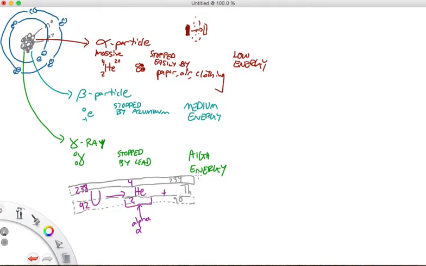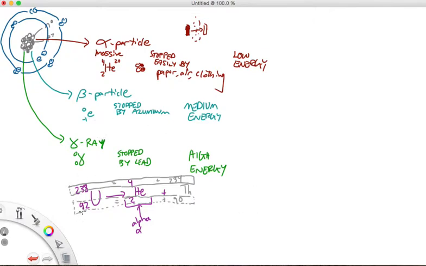234. So in a way, this side will equal both of these elements added together, because this is the reaction here. Same thing on the bottom. 92 equals 2 plus 90. 238 equals 4 plus 234. These are ways in which you can reason out what this final element's going to be. It gets a little bit tricky when we're talking about beta particles because beta particles are weird. So let's do a beta particle example.